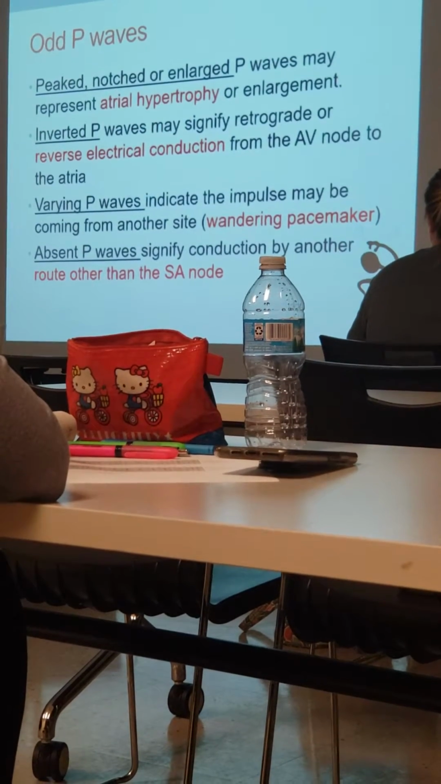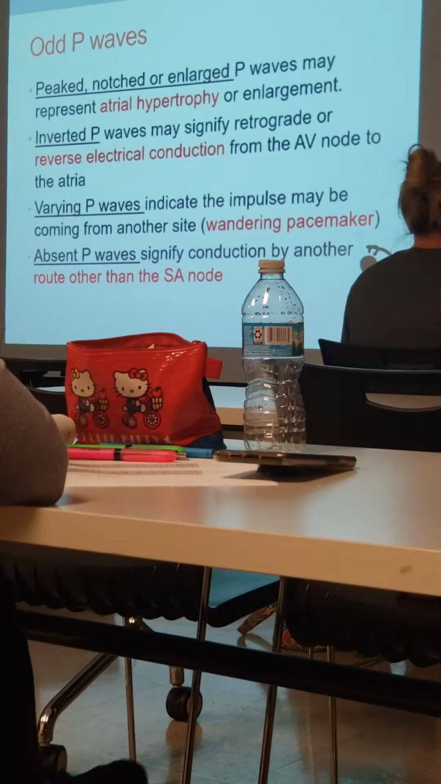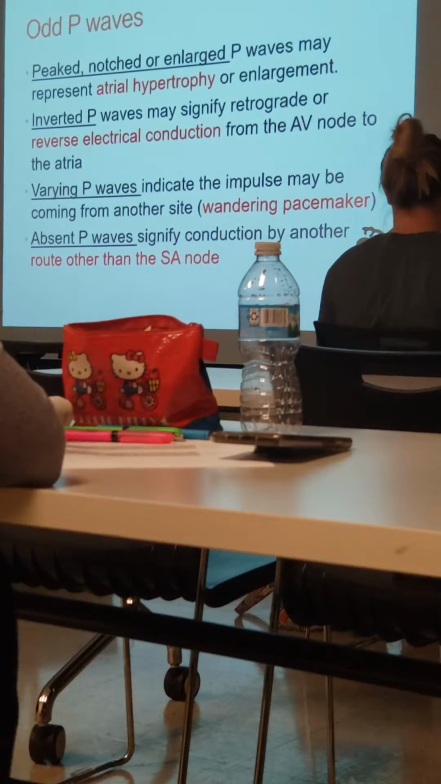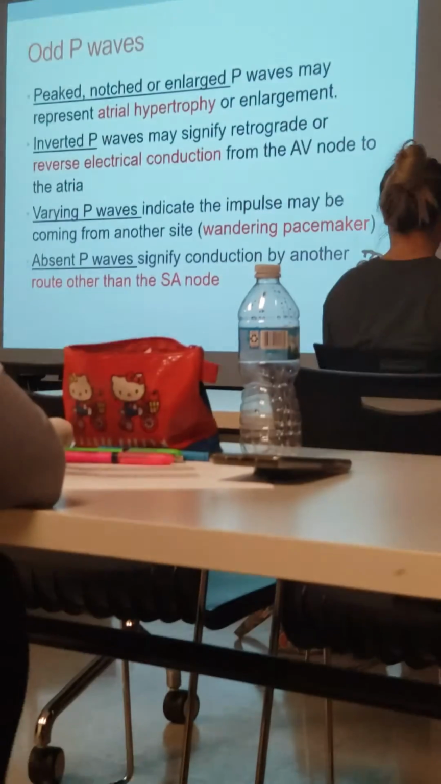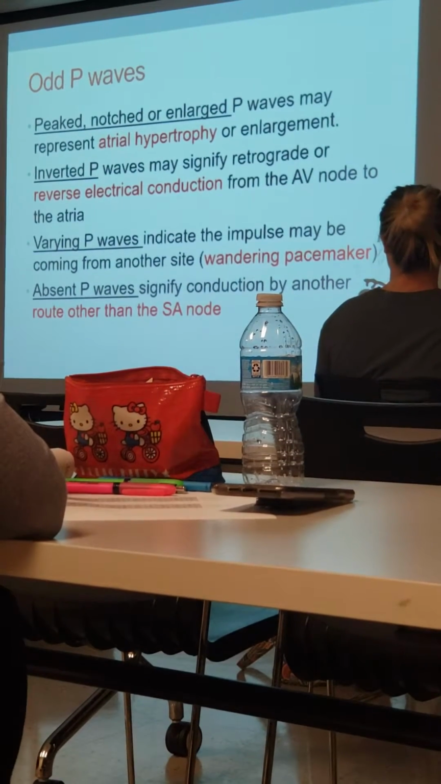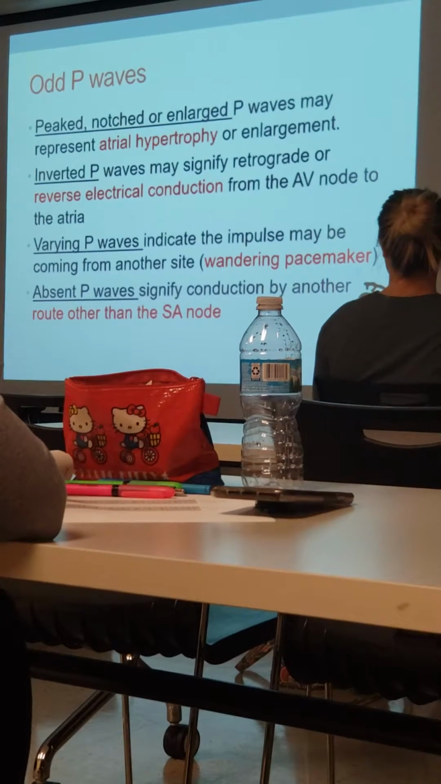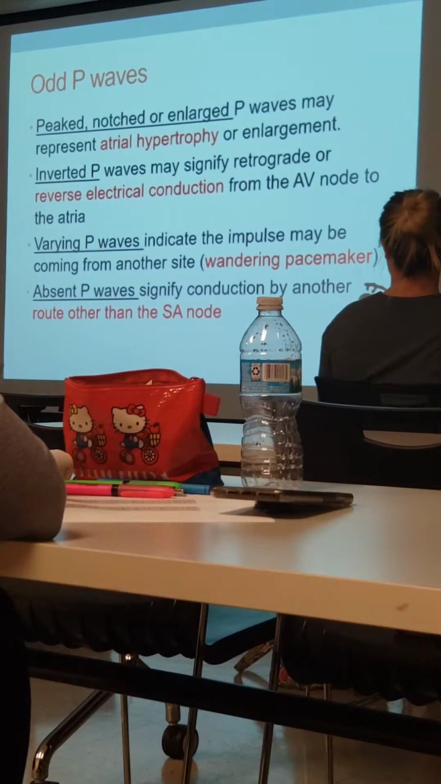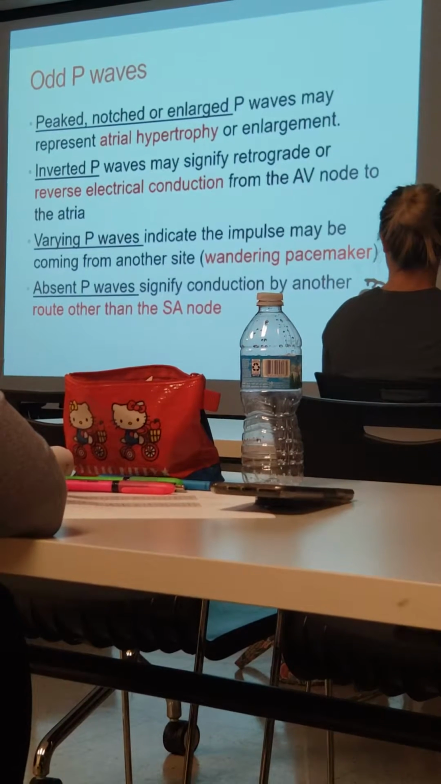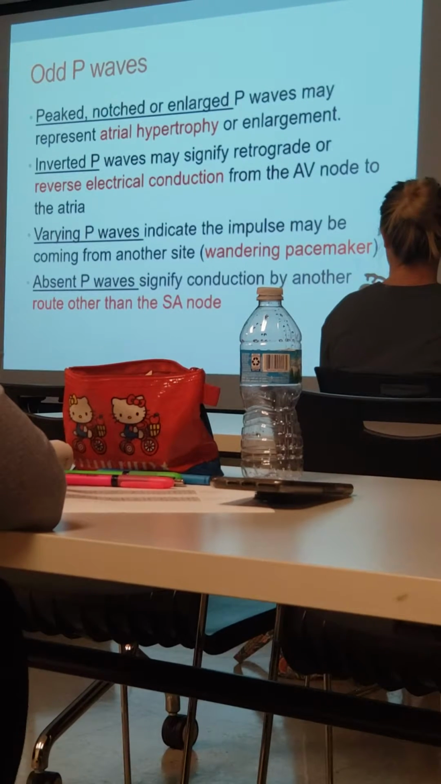Now, odd looking P waves. If I have peaked, notched or enlarged P waves, some things this could mean are things like atrial hypertrophy. If my P wave is inverted or slightly retrograde or measuring too short, this is a reversed electrical conduction, meaning that the impulse is not firing from the SA node. This impulse is being generated from the AV node, and it is being retrograded or pushed back up to the atrium from the AV node. So any P wave that is measuring less than 0.06, and it looks like it's smashed right next to the QRS complex, that is actually fired from the AV node.